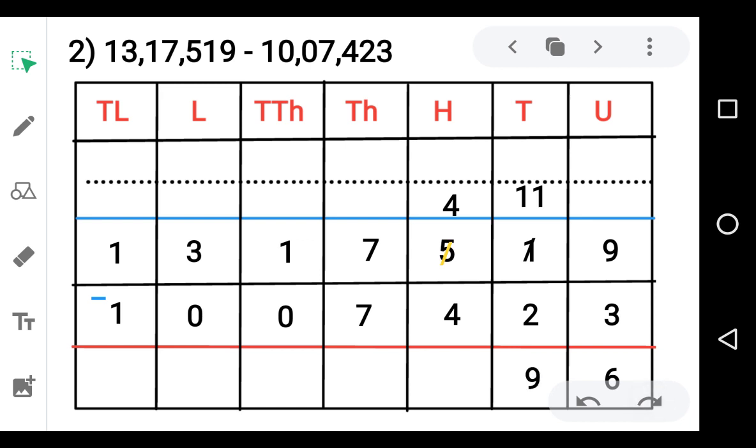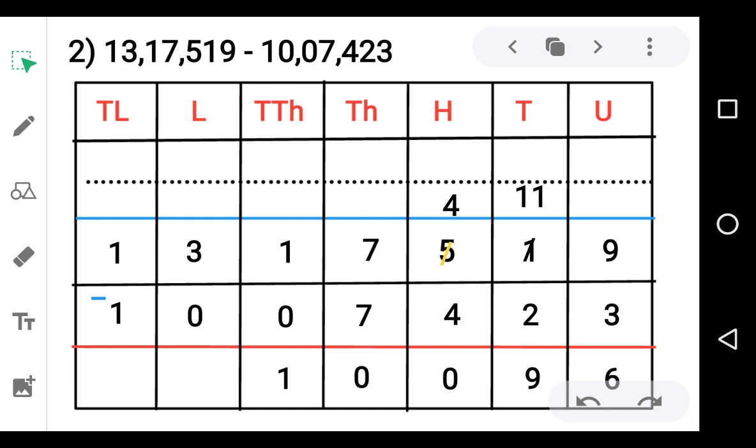Now we have to subtract 400 from 400. So 4 minus 4, 0 in the 100 place. Now we subtract 7,000 from 7,000. So 7 minus 7, 0 in the 1000 place. Now we subtract 0 ten-thousands from 1 ten-thousand. So 1 minus 0, 1 in the 10,000 place.